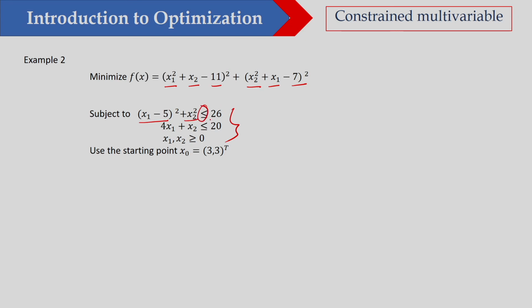So, this is a less than equality type constraint, and this is less than or equal to 26, and 4 x 1 plus x 2 is less than or equal to 20, and x 1, x 2 are positive, that means greater than 0. The initial solution here is x naught, which is equal to 3 3. That means I would like to start the solution from 3 3. So, this is my x naught. Okay. So, let us see how I can solve this problem using the fmincon function.